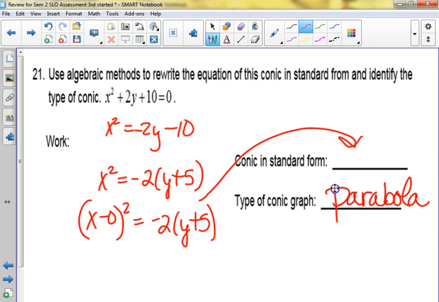Guys, it doesn't have a squared on only one thing. It's got to have a squared on both x and y to be any of those other things, right? Oh, you're scaring me.